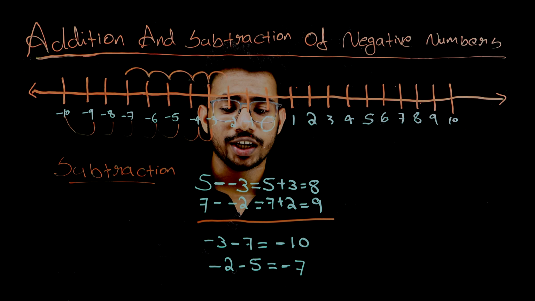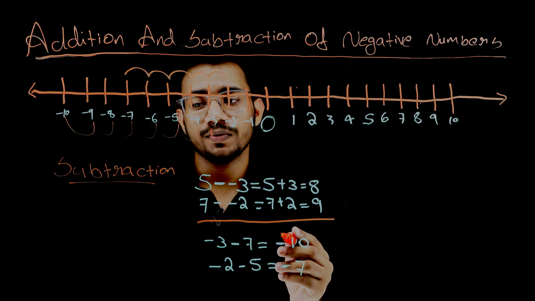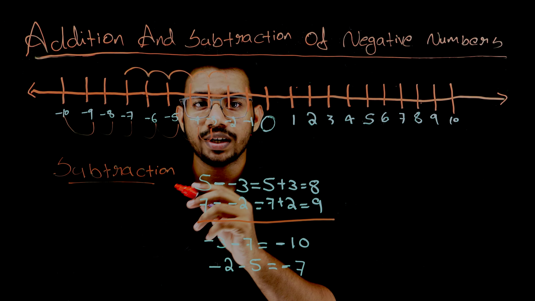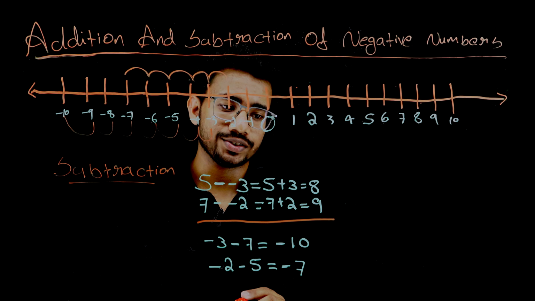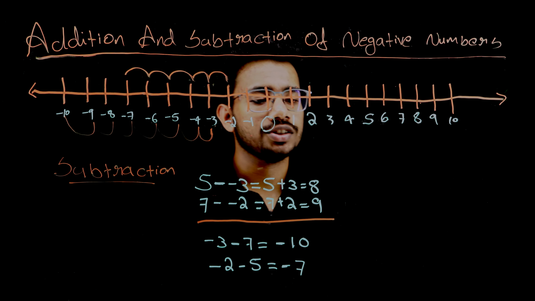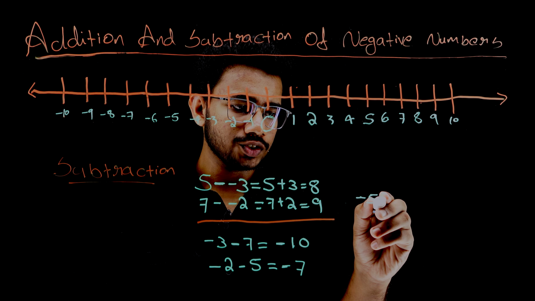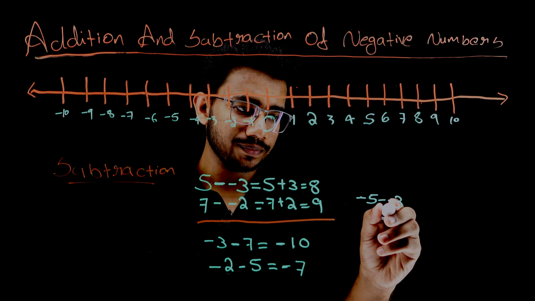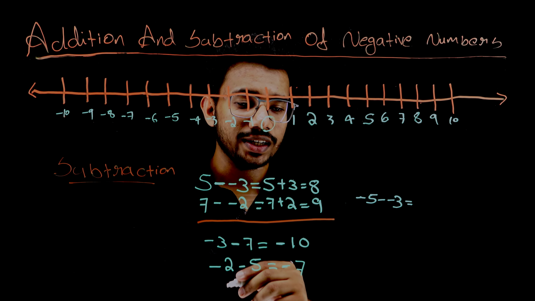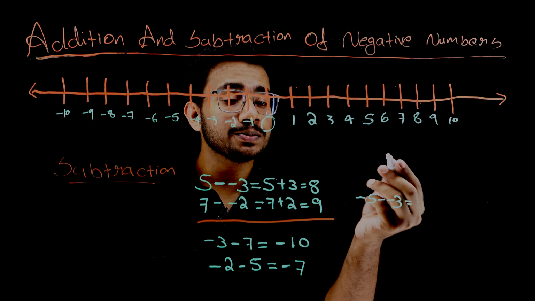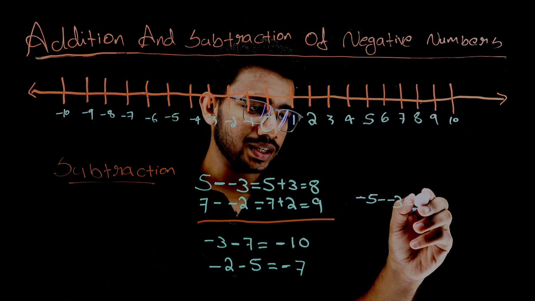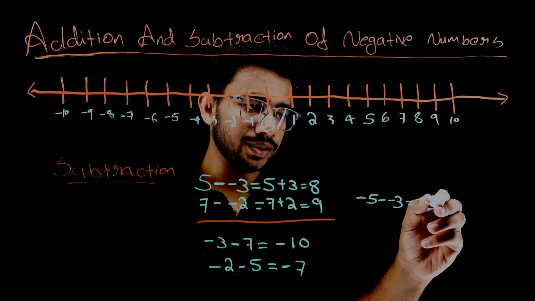Now moving on to the last one, that is questions involving a negative number and a negative number subtraction. For example, let's say -5 minus -3 equal to, we have seen that negative becomes positive. That is -5 plus 3.